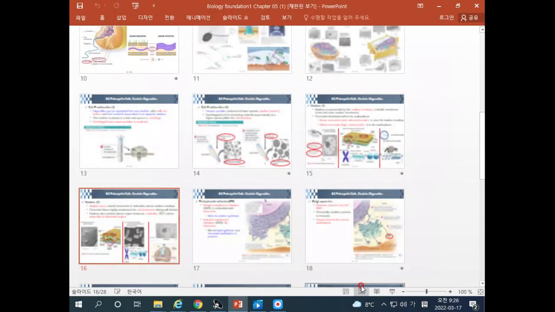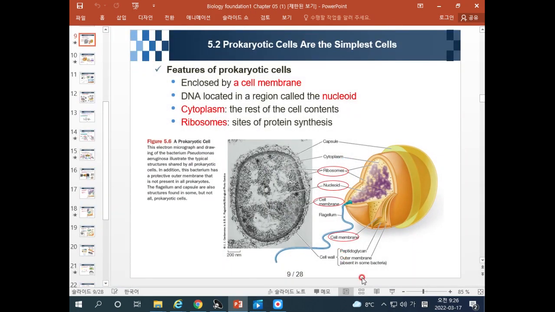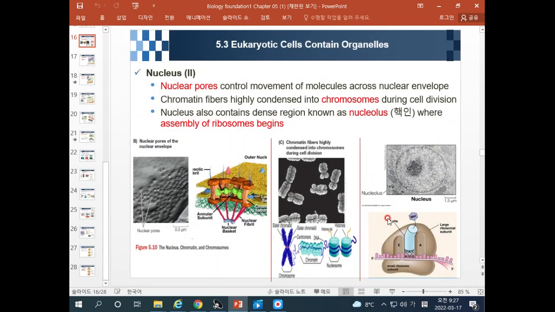So previously I covered that here. In a prokaryote cell, you can see the black dot is like this. This was ribosome. But in a eukaryote cell, you will see the ribosome here. They are black, dense regions. In Korean we call it nucleolus. Nucleolus is like this, where assembly of ribosome begins. Okay.